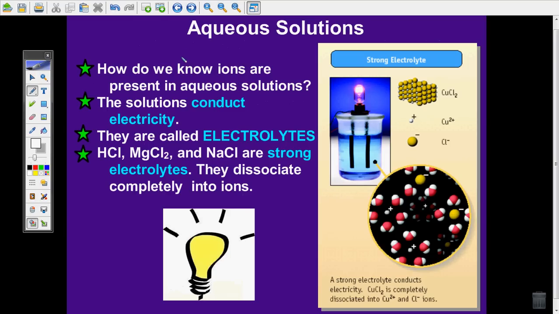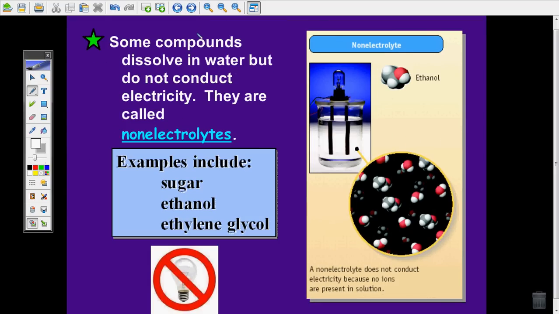So how do we know ions are present in aqueous solutions? Well, they conduct electricity, and they're called electrolytes. So for example, hydrochloric acid, magnesium chloride, and sodium chloride, they're all strong electrolytes because they dissociate completely into ions. So all acids and ionic compounds are electrolytes. Compounds that don't conduct electricity are called non-electrolytes, like sugar, ethanol, ethylene glycol, because these are all non-polar. They don't break apart into ions. So there's no flow of electricity.